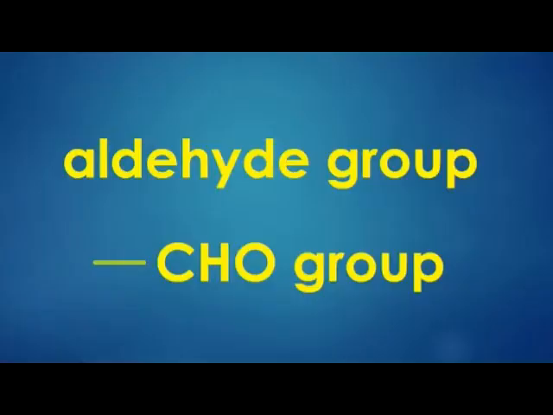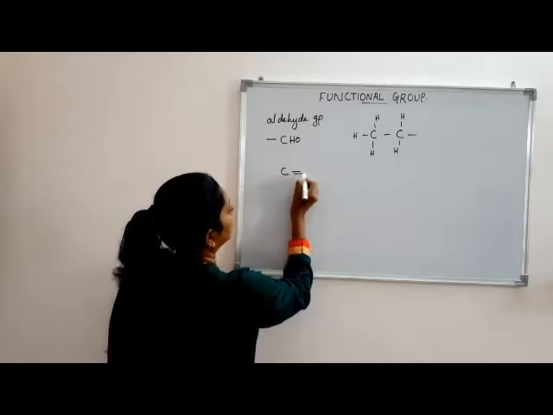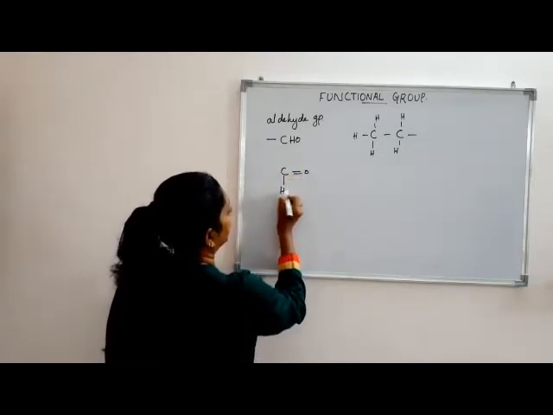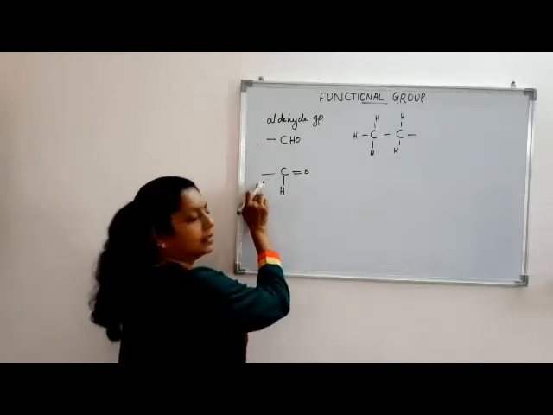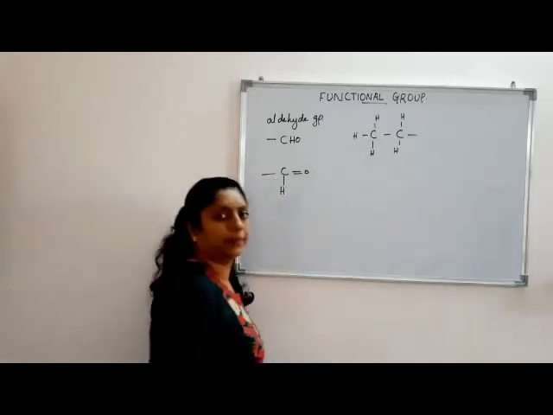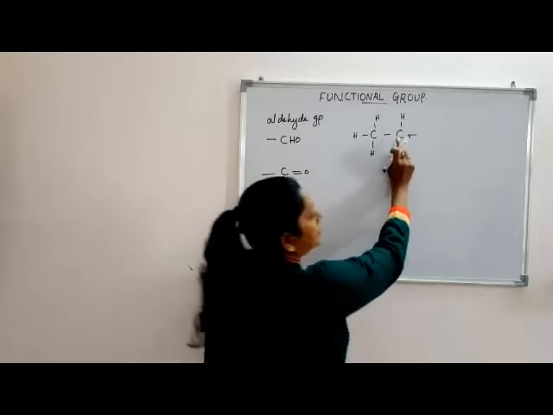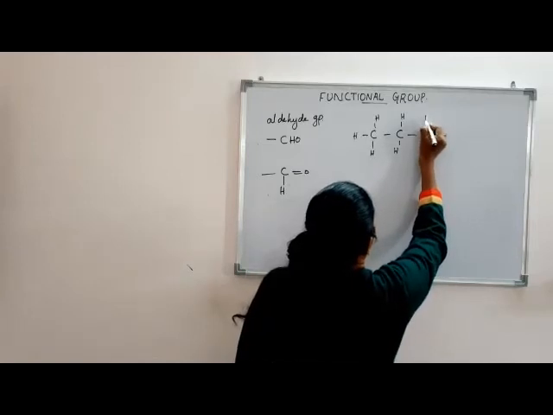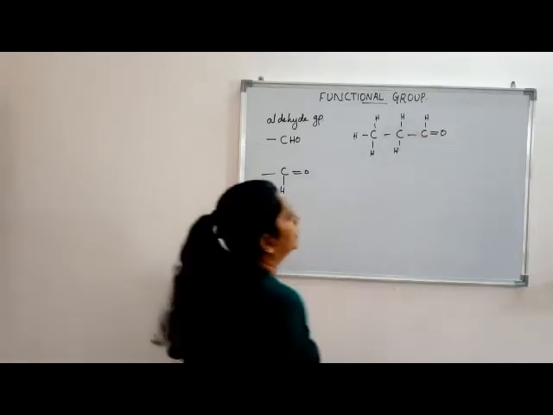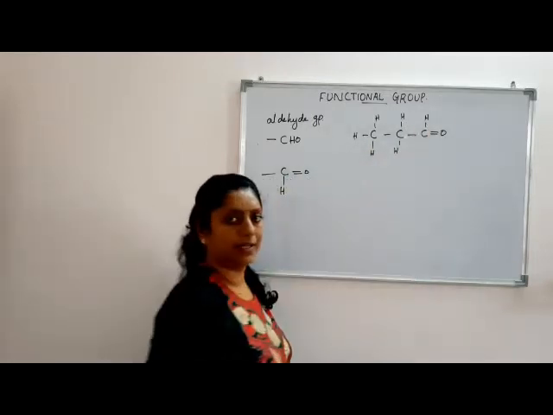The next functional group is the aldehyde group, that is CHO group. And the structure of this CHO group is C double bond O, and H. That is 1, 2, 3 valencies are completed and with the fourth valency this carbon atom is bonded to this hydrocarbon chain like this. C single bond H, double bond O. Now this compound contains CHO as the functional group.